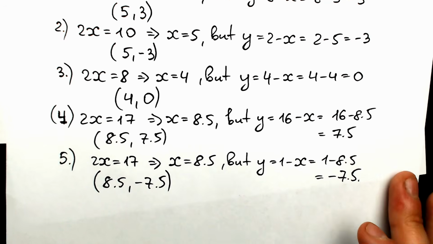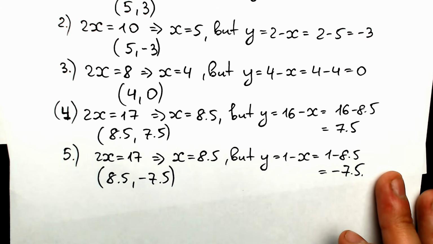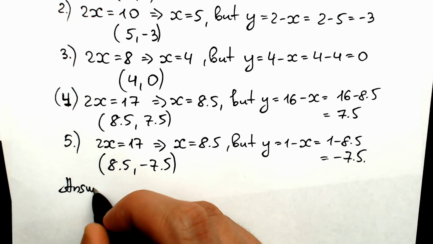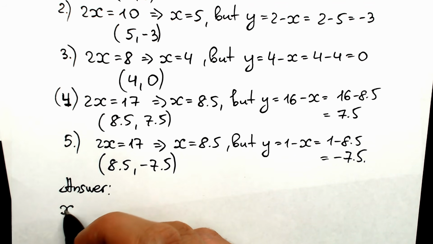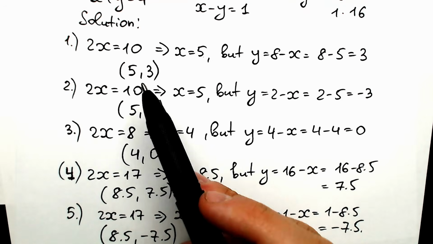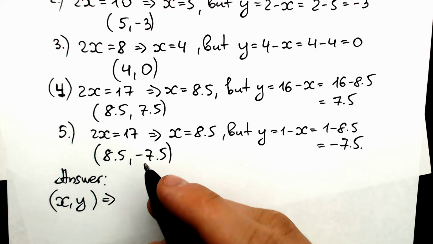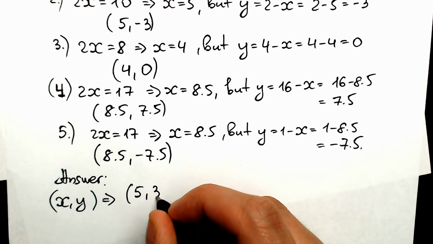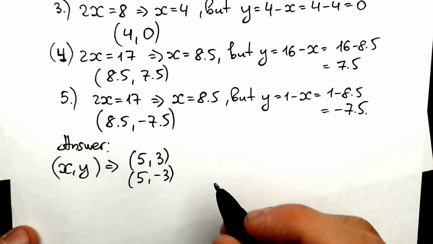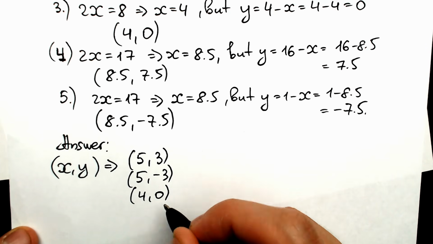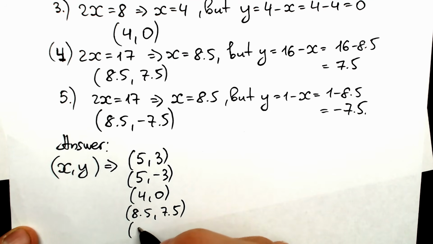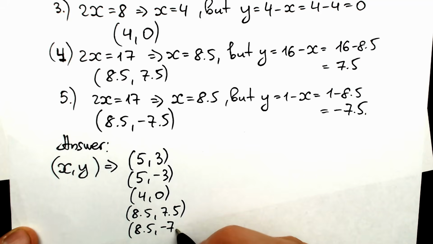And let's group everything together. So let's write our final answer to this question. Let's group everything together, our pairs, x and y. From the beginning we have 5, 3, 5 minus 3. Then the next one, 4, 0, 4, 0, 8.5, 7.5. And the last one, 8.5 and minus 7.5.